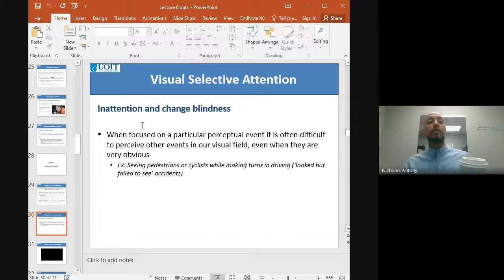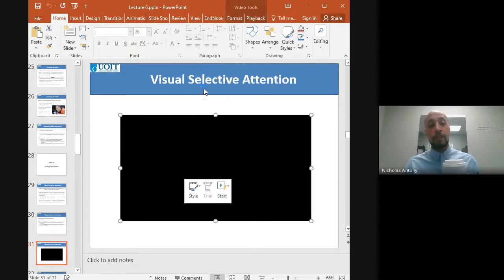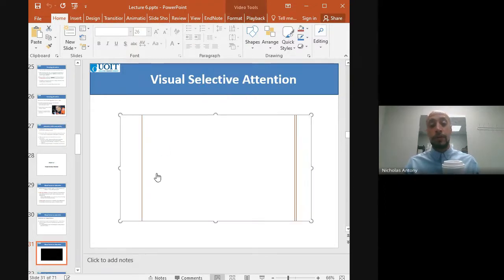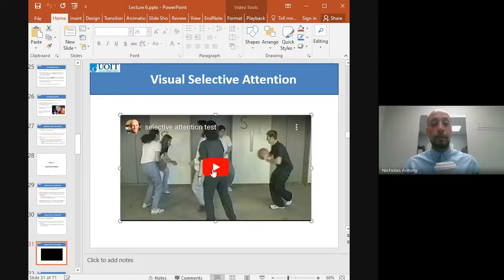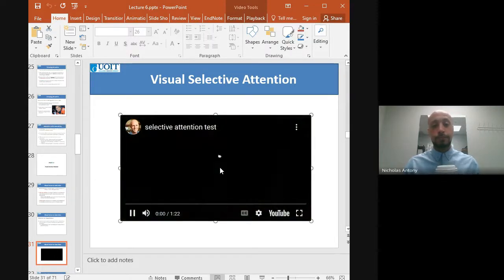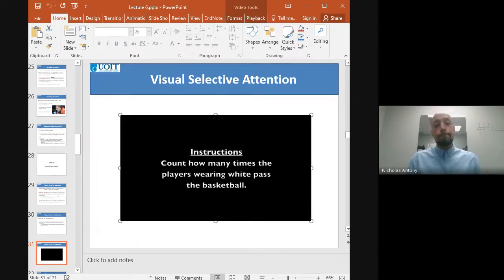And have we ever heard about this inattention and change blindness example? I'm sure you have seen this. What I want you to do is look at this video, and count the number of passes of the people in white.